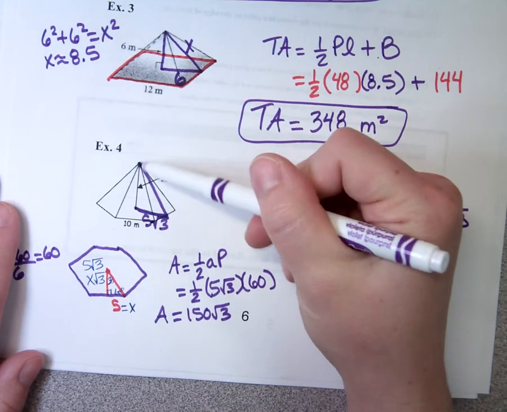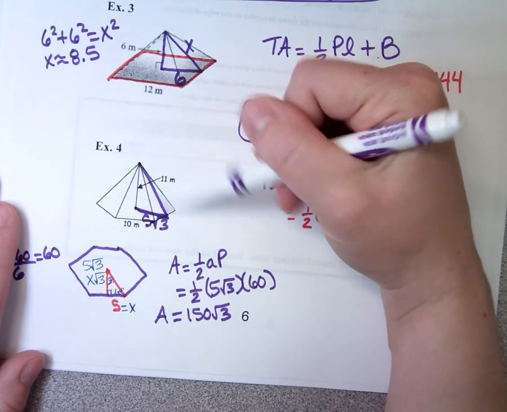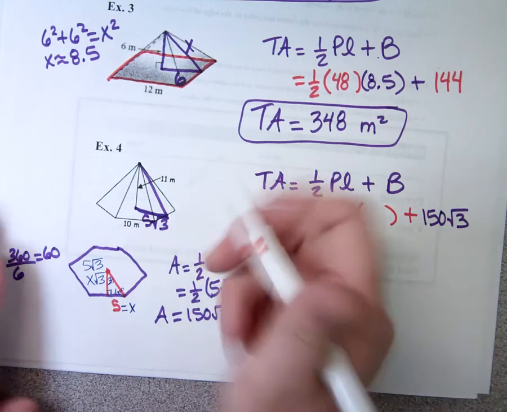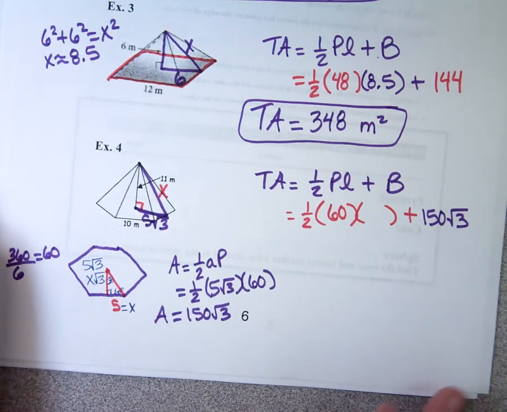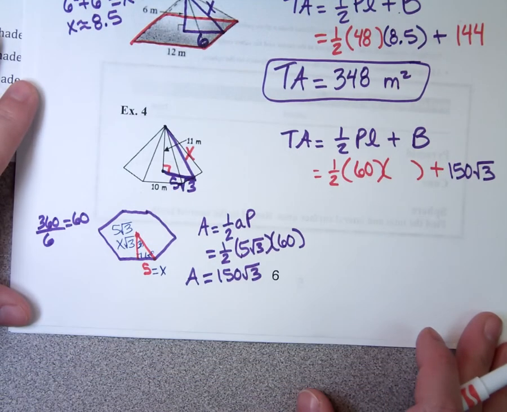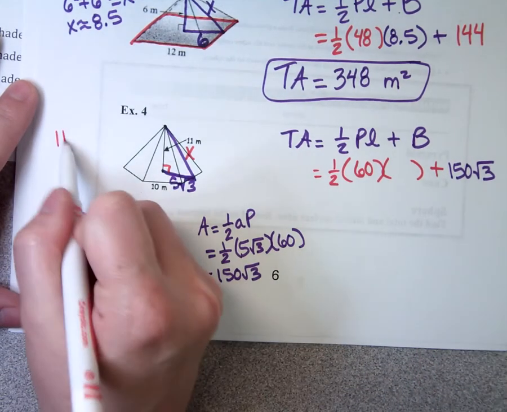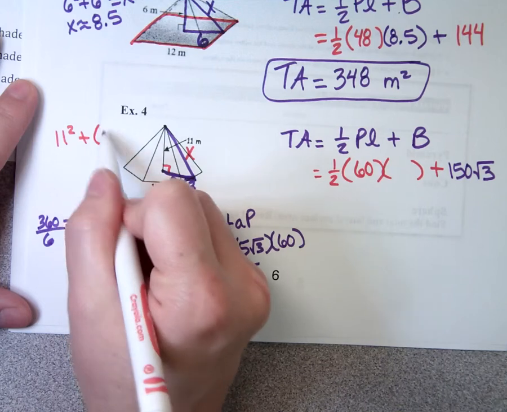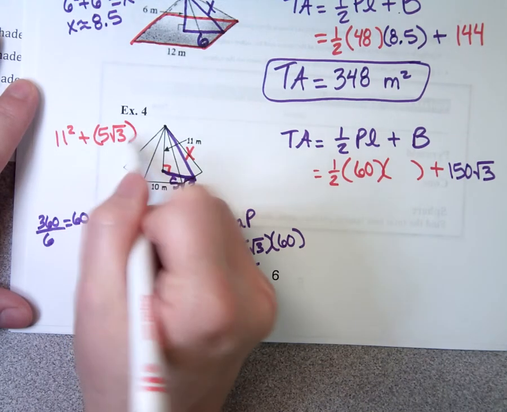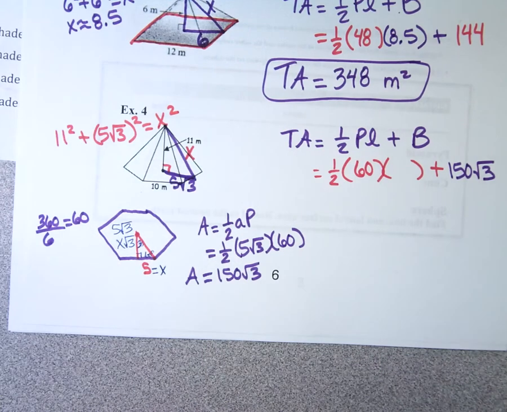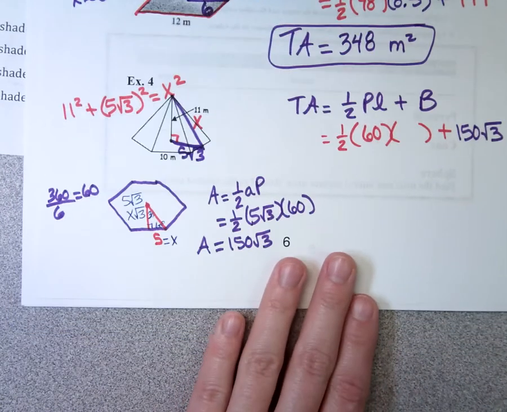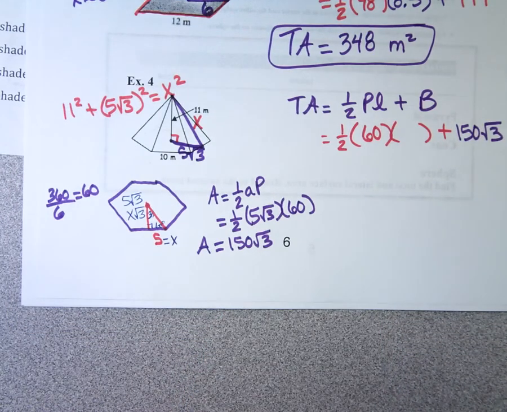Okay, and I know this is 11. I'm searching for this. This is the slant height, so let me call it x. So I can do Pythagorean theorem here. What would this Pythagorean theorem look like? 11 squared plus 5 square root of 3 squared equals x squared. Good. I want to see if you can work that out. And if you're not certain what to do, I can help you with it here in a second.